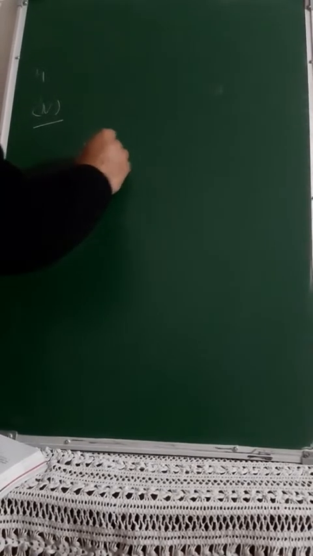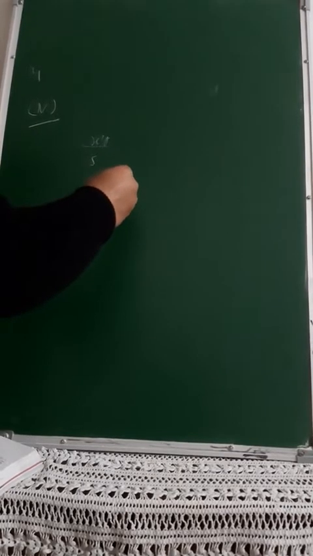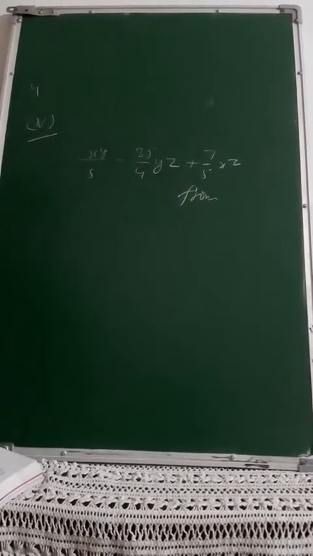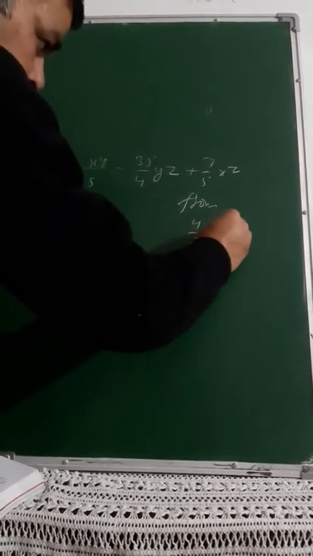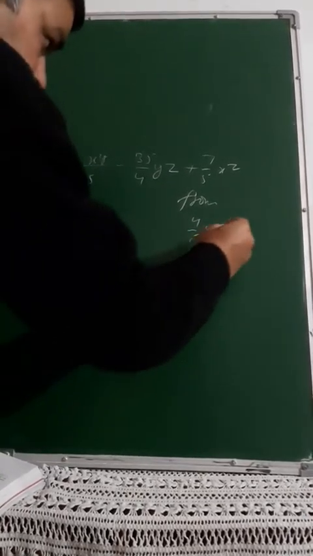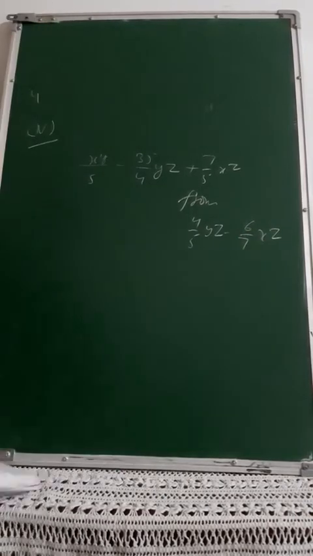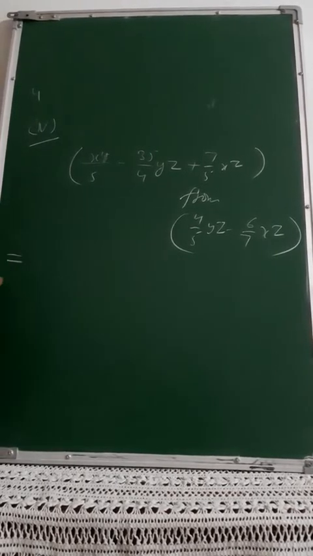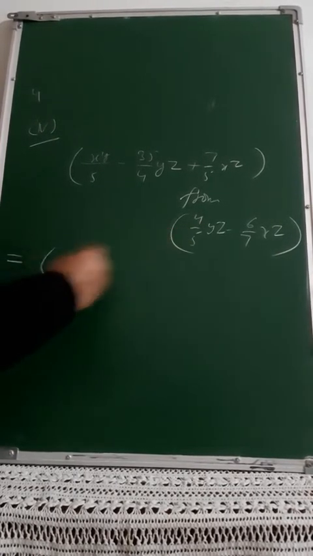So here it is, the fourth part again I am taking from your question number 4. You have to subtract xy upon 5 minus 35 upon 4 yz plus 7 upon 5 xz from 4 upon 5 yz and then minus 6 upon 7 xz. My suggestion to you: whatever you want to subtract and from which it is to be subtracted, please put those inside brackets. And when you are starting your solution, mark the sign of equal to and write the 'from' part first.